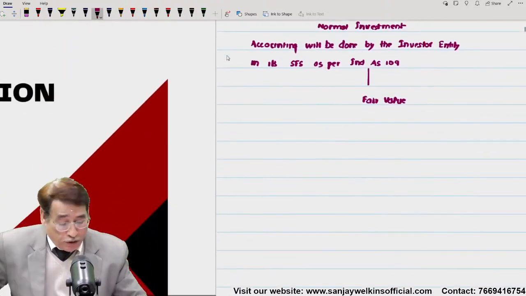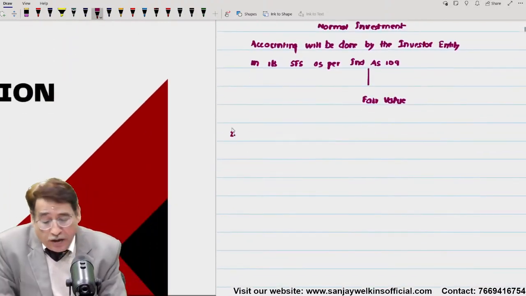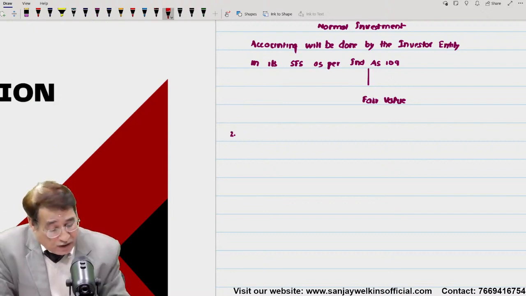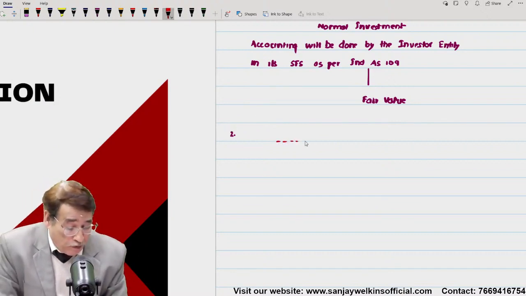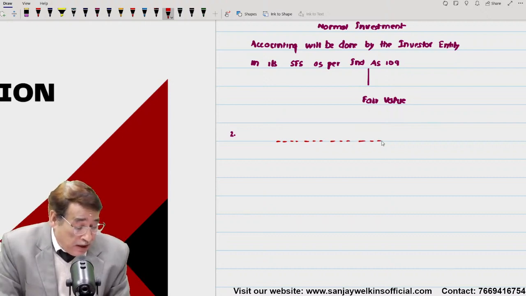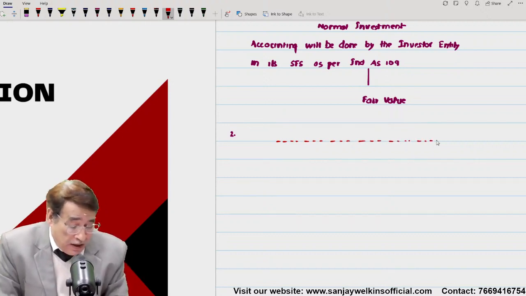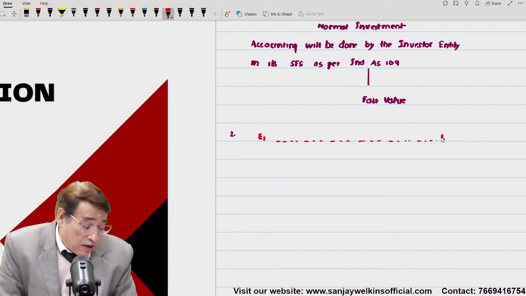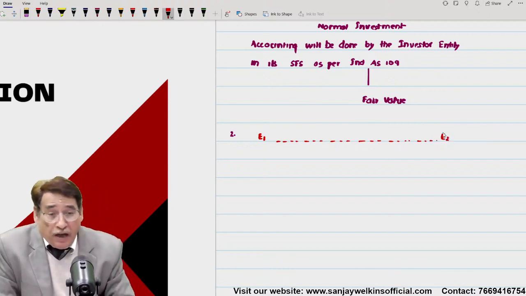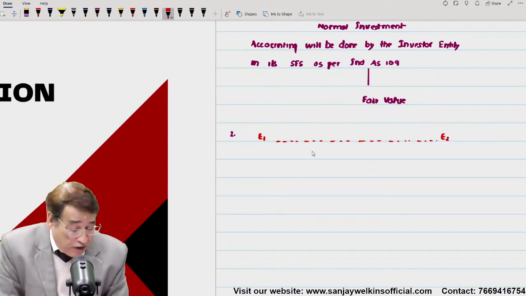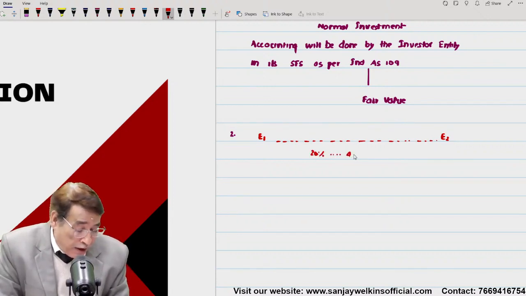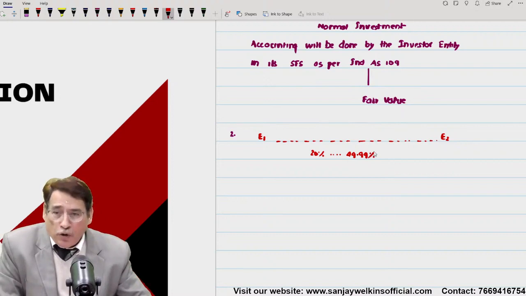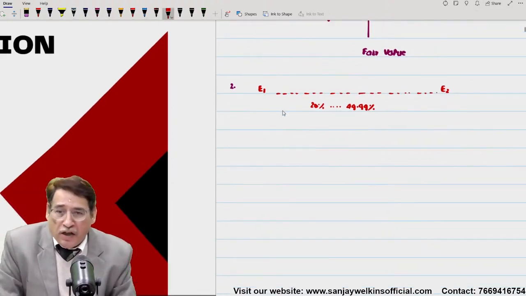Now we move over to the second point. As a professional student, you must be aware of all such things. Correct? In the second case, I again presume there is an entity by the name of E1 and another entity by the name of E2. Now, in this case, our investment range is 20% to 49.99%. First of all, let me know who is the investor entity in this particular case?